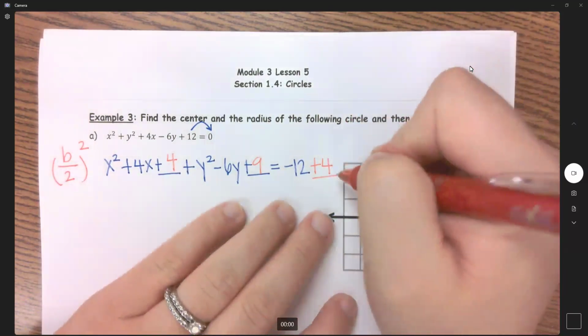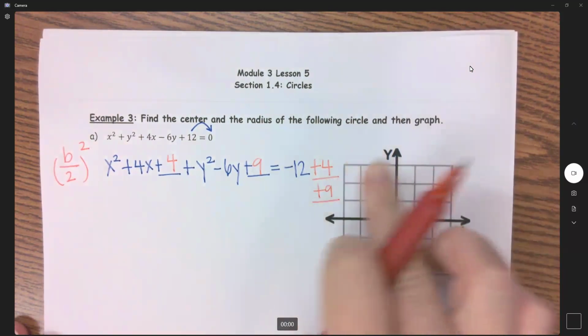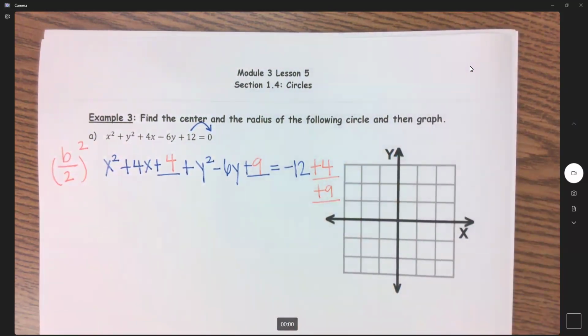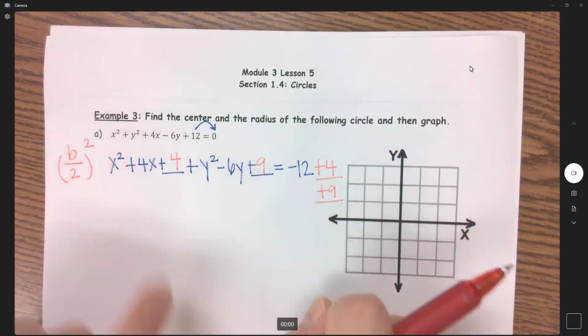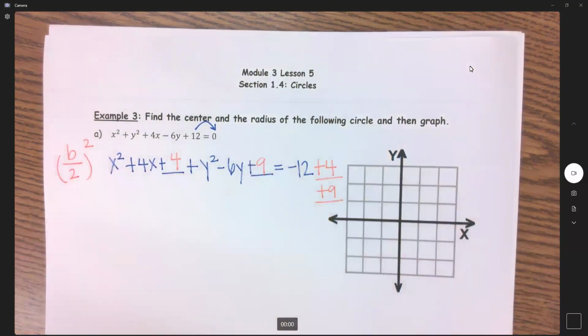So I will also add 9. Now, typically I would do that off to the side, but I'm out of room, so I'm just going to do it below. But keep these equations balanced. If I add 4 to the left, I'm adding it to the right. If I add 9, we're adding 9.